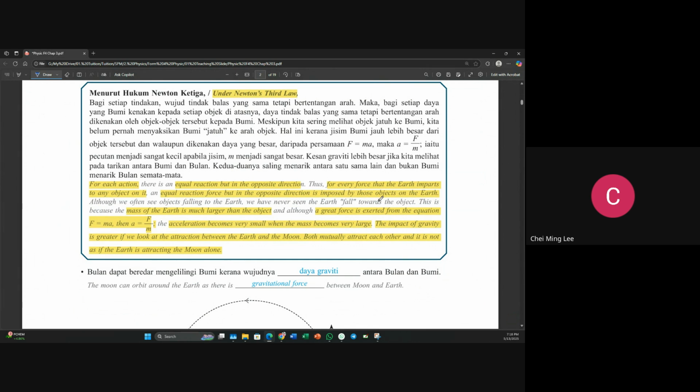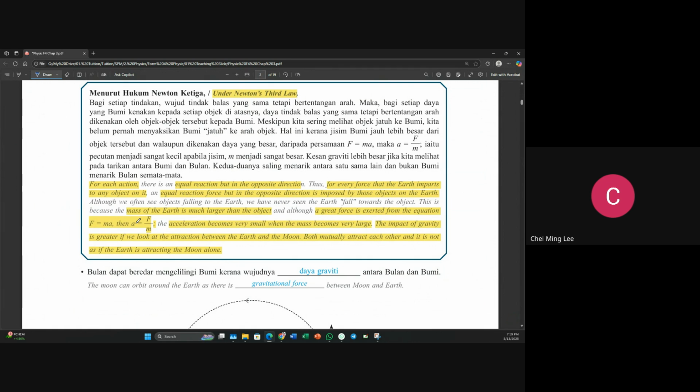This is because the mass of the Earth is much bigger. From the equation F equals ma, the m is very high for Earth, and a equals F over m, so the acceleration becomes very small. You see, the mass bigger, the acceleration very small. So when we calculate, like I said, both bodies attract each other. Why do we never say the Earth moves to the object?